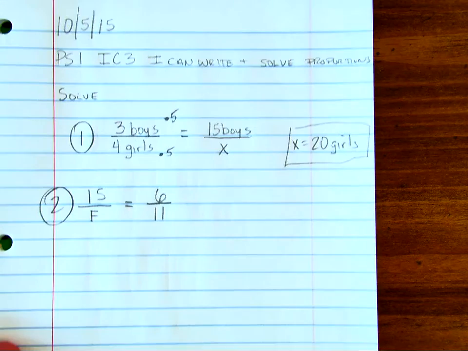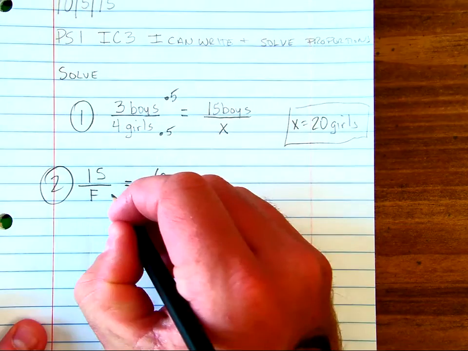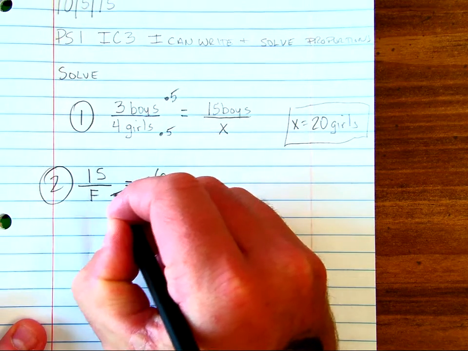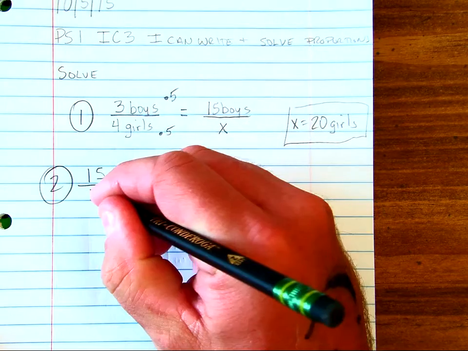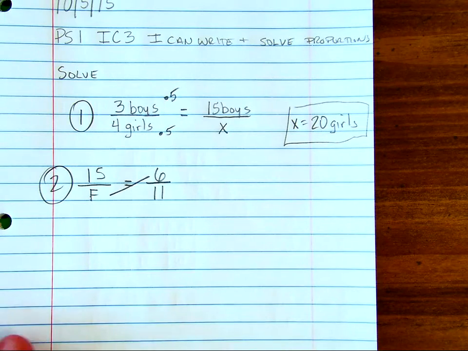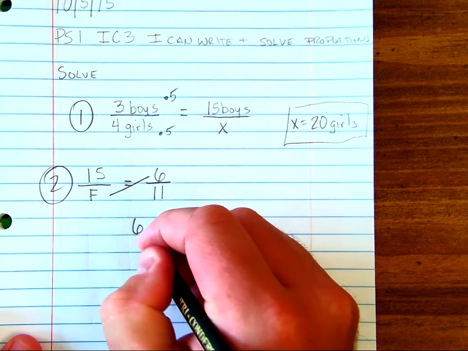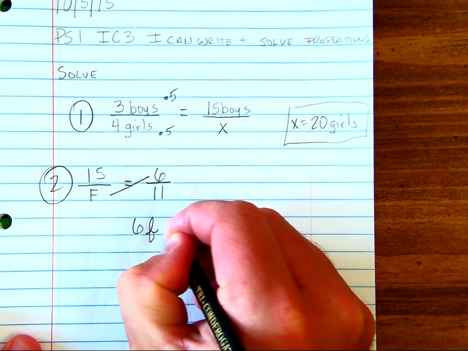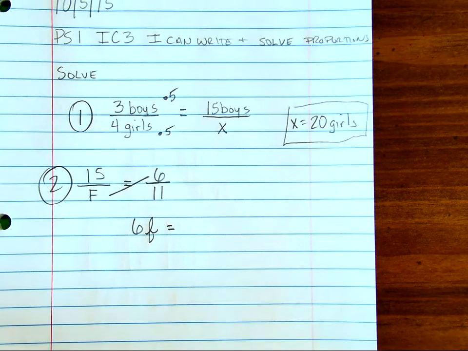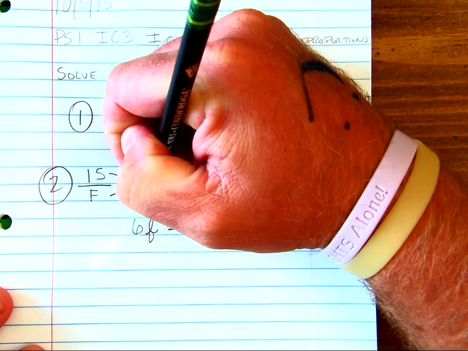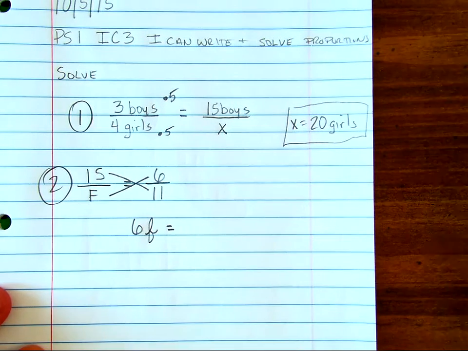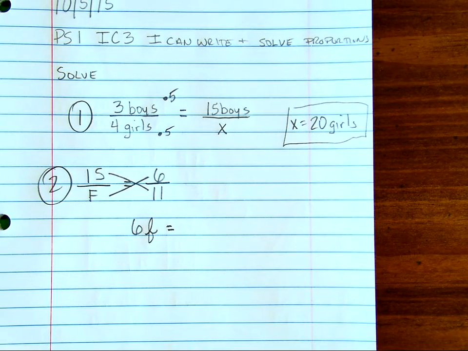Now, when we cross multiply these, that's exactly what it means, cross multiply. So what's 6 times F? And because we multiplied diagonally this way, we have to make sure that we multiply diagonally this way, and multiply this numerator and denominator. And 15 times 11, class, is 165. That is correct.